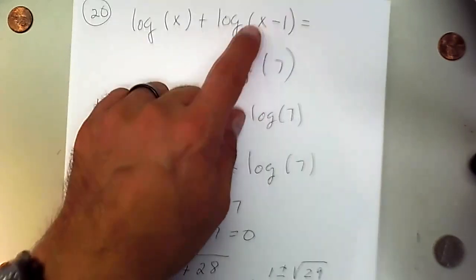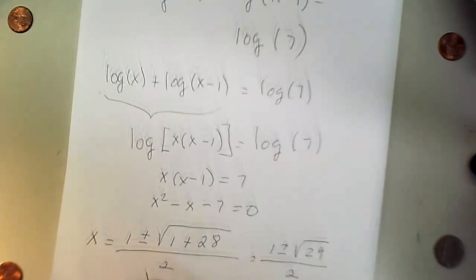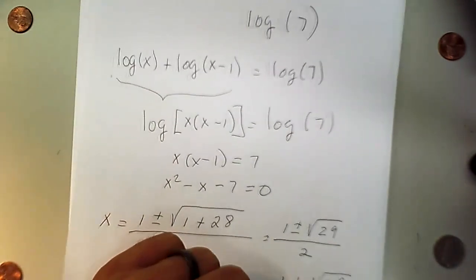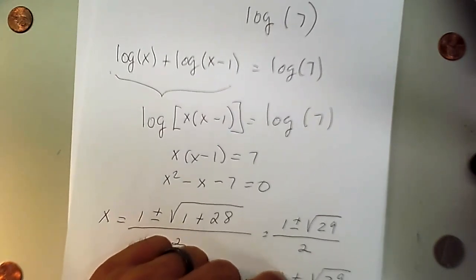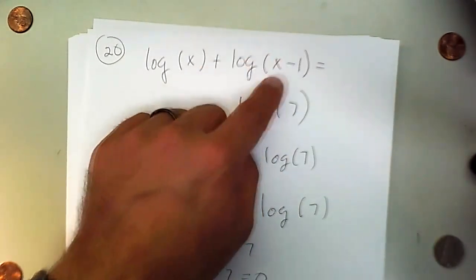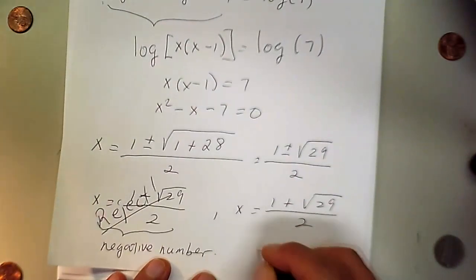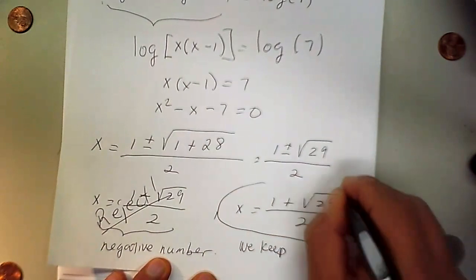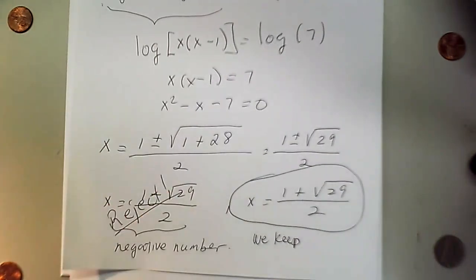Had that been minus 4, and had we gotten this answer also, then we would still have to reject it even if the number is positive. So we reject numbers on the basis of whether they are part of the domain of the given logarithms or not. So this one we keep, and that is the only solution. That one we have to reject.